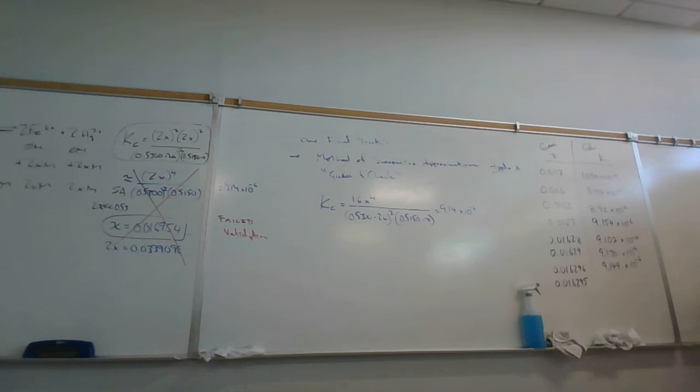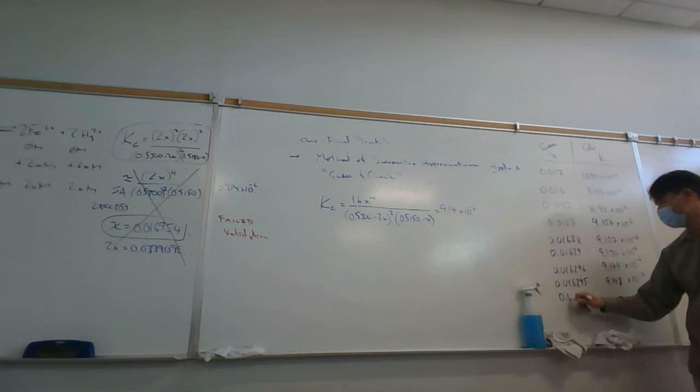You got it? Oh, yeah, it's 9.142. 9.142, thank you. 9.142 times 10 to the minus 6. Okay, so we're at 9.142. We need to go just a little bit smaller than this. So what should we do? All right, we'll try 0.016294.